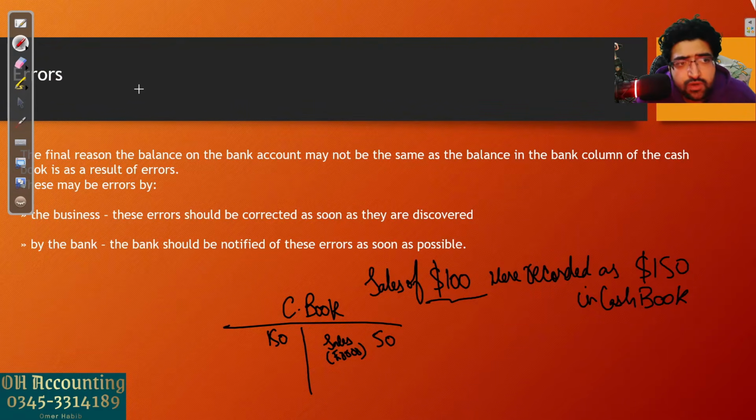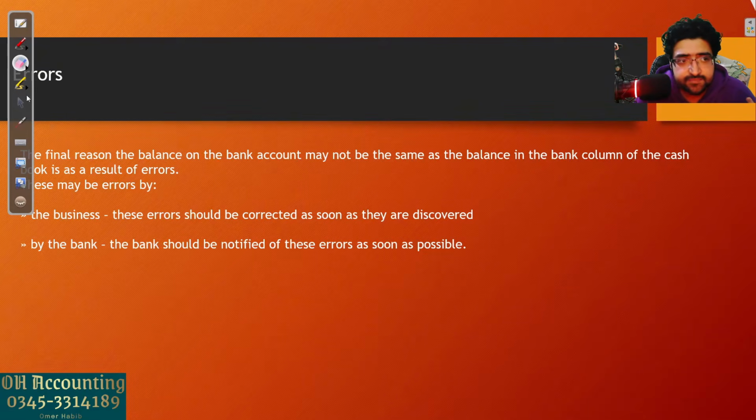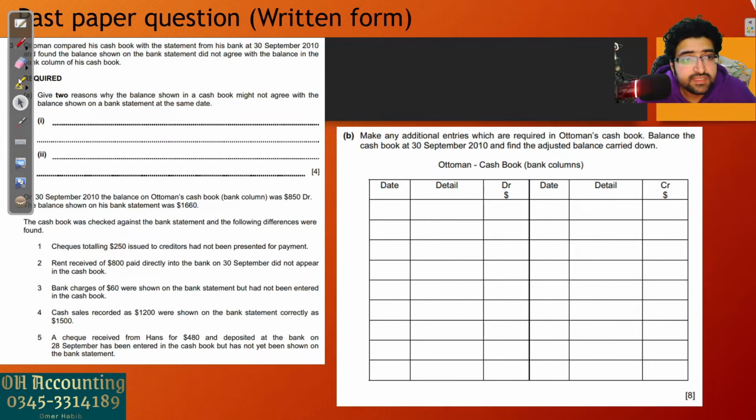That's all you have to do for these errors. Errors vary from question to question. You will have to read that, understand what the error was, and correct it accordingly. There's no hard and fast format to correct errors. Now, a past paper question. This is a different format question.